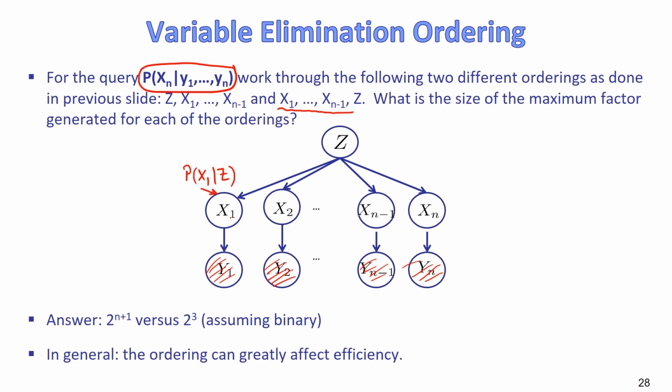What else? Do we have any other factors that involve x1 also? Yes, so we cannot say y1 is a factor. So the factor is P of, should I say y1 and x1, or y1 given x1? Given x1. Okay, so that's the other factor here. Do you have any other factors that involve x1? No. So we only have these two factors.